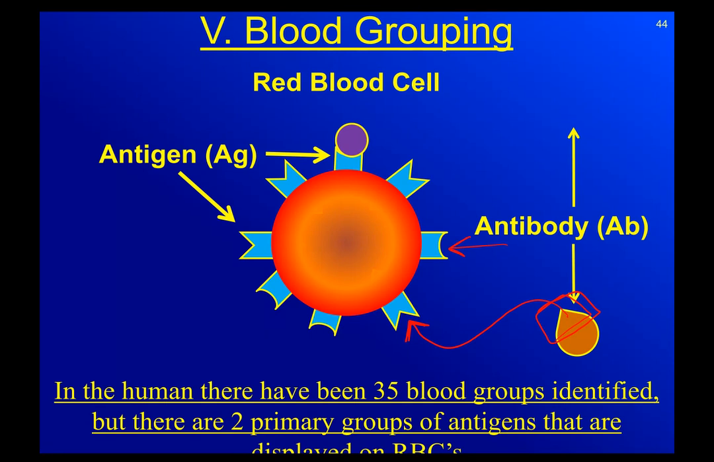In the human, there have been 35 blood groups that have been identified, but there are two primary groups of antigens that are displayed on red blood cells.